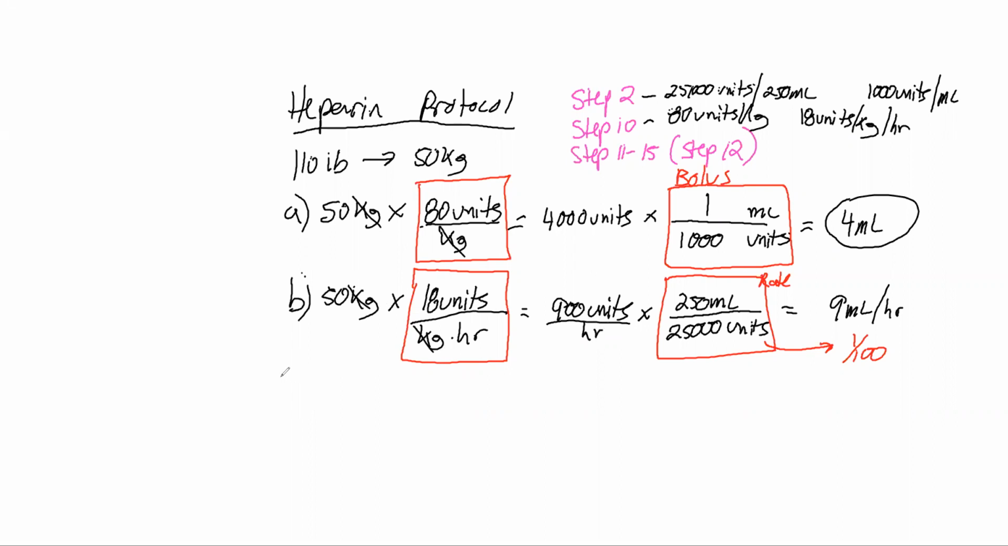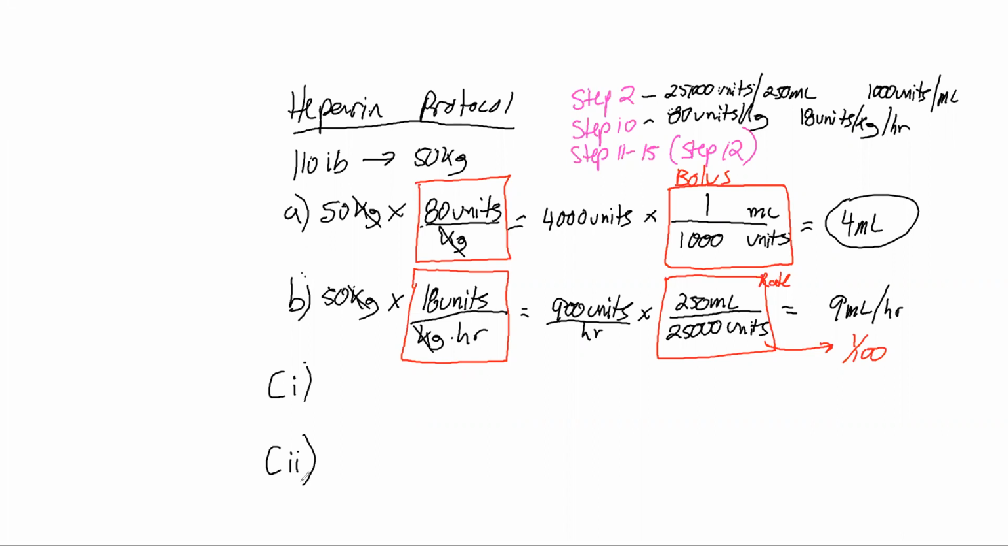All right, then there's 2 other parts, C1 and C2. C1 says after 6 hours, we retest the APTT and we see that it's 43 seconds. We go back to the protocol and we look at the APTT times that are indicated in steps 11 through 15. Step 12 is the range for the 43 seconds, and it says to do 2 things. It says to rebolus the patient, but this time with 40 units per kilogram, and then to increase the infusion rate by another 2 units per kilogram per hour.